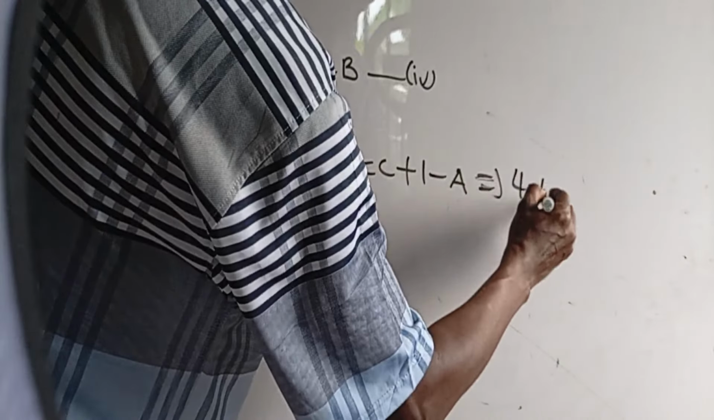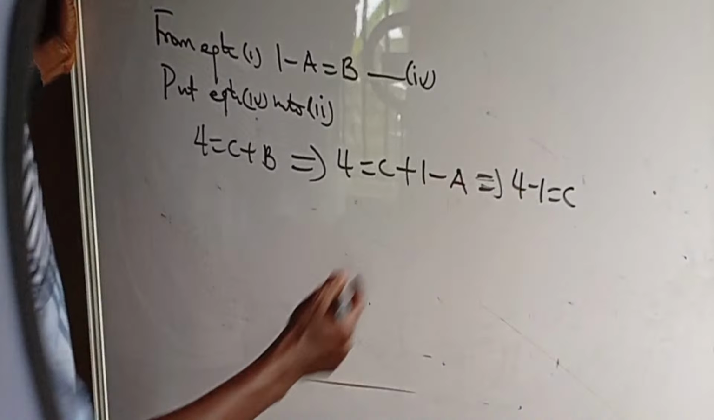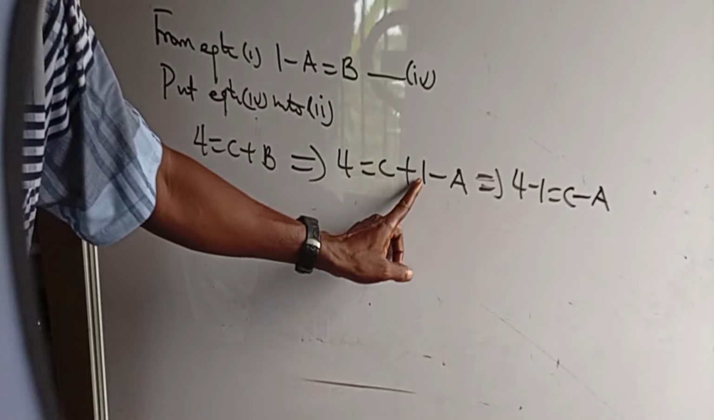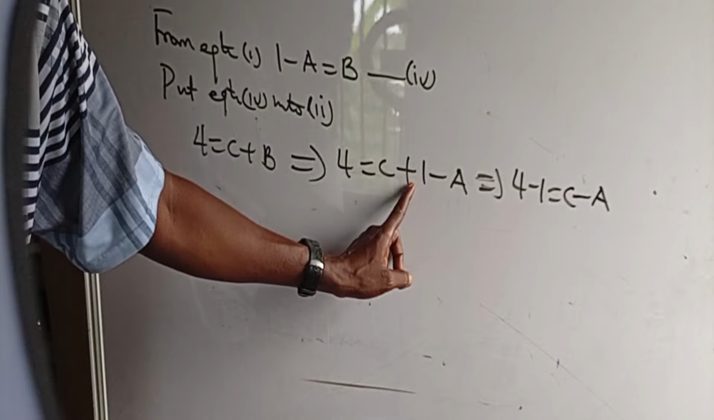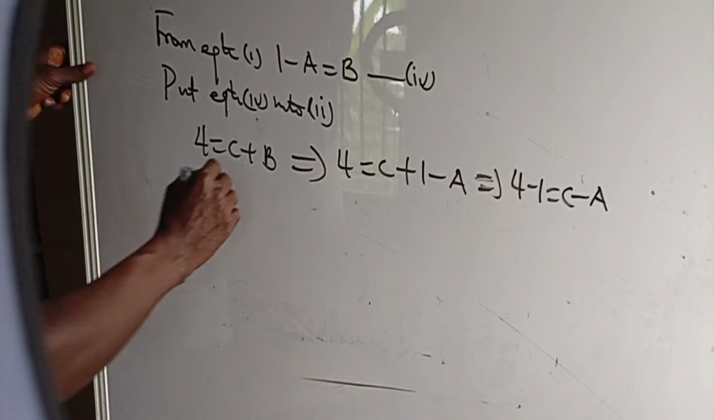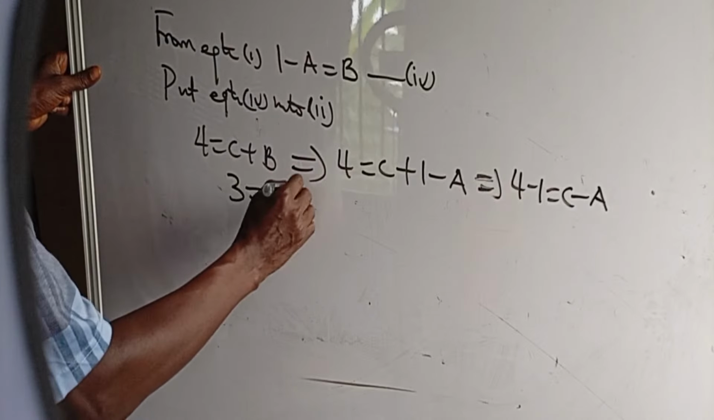4 minus 1 equals C minus A. Don't let us get it wrong, because when minus 1 comes here, it becomes what? When it is plus, when it comes here, it becomes minus. 4 minus 1 equals C minus A, which means 3 is equal to C minus A.